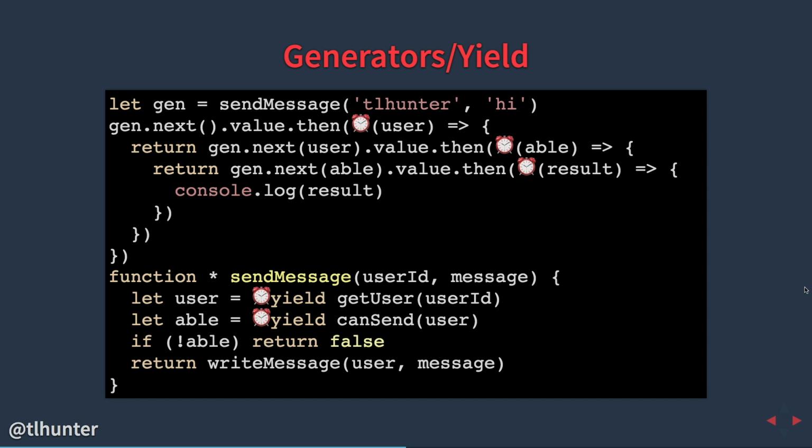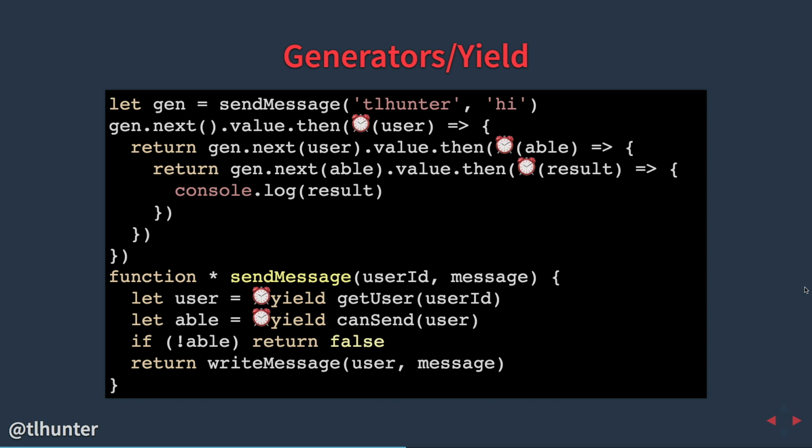Within the generator code, we accept the user ID and the message. We pass the user ID into get user. In this case, get user is just going to be a promise. The get user function is going to return that promise to us. We're then going to yield that promise from the send message generator function and then return back to our calling environment.